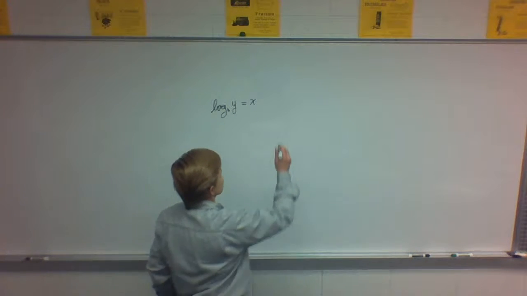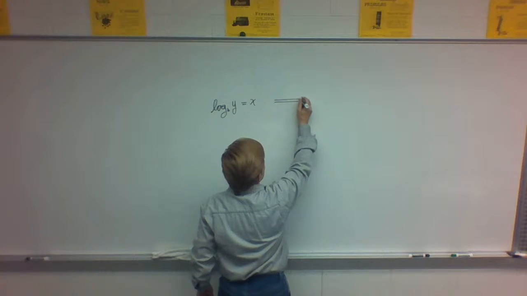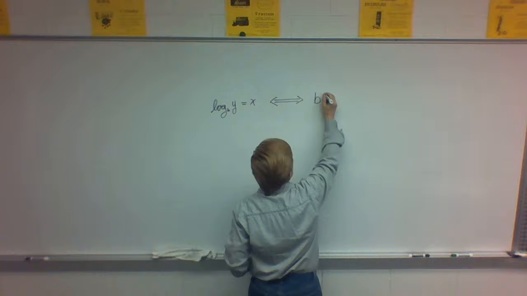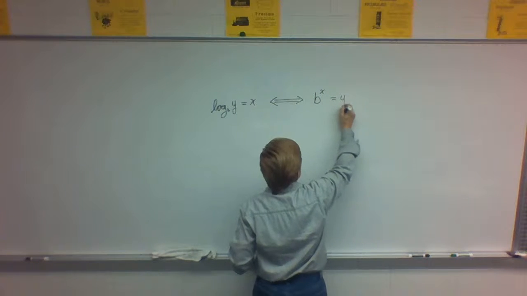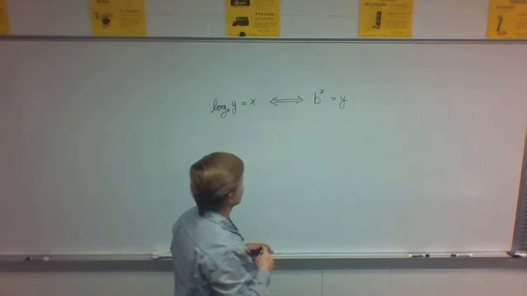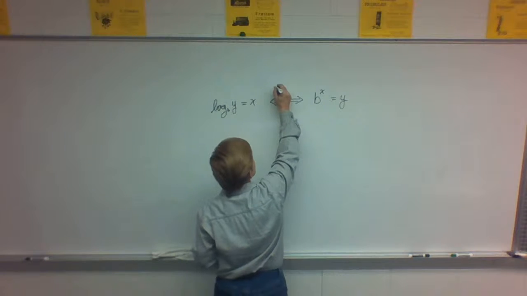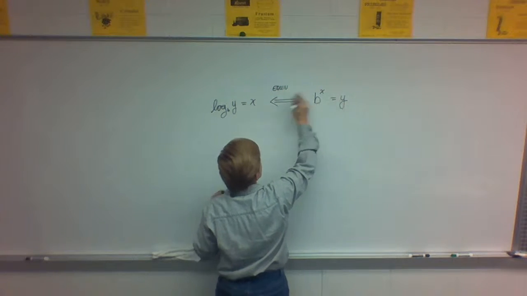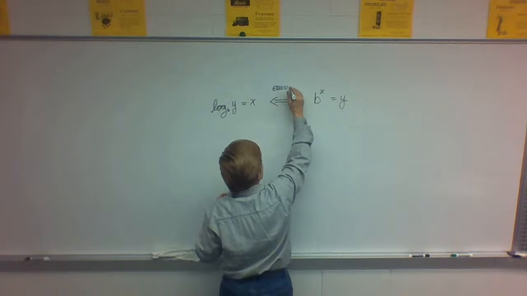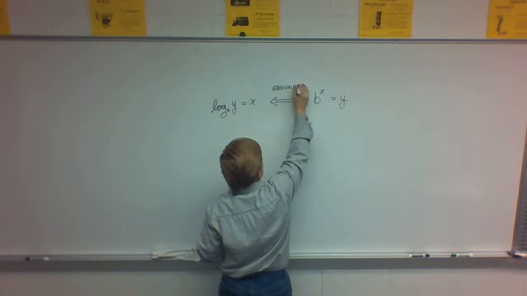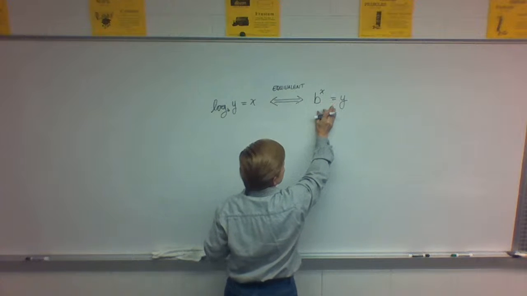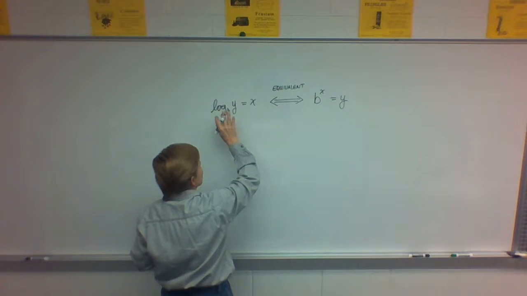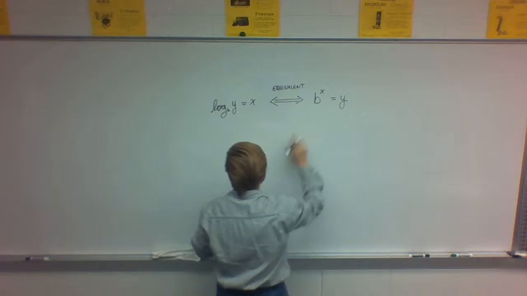And it converts to an exponent this way. B to the X equals Y. Those two are exactly the same. These are equivalent expressions. It means you can write this and you can write this, and it means exactly the same thing. They'll graph exactly the same. You can go from an exponential equation or exponential representation like this and write it as a log, or you can write a log as an exponent. You have to be able to go backwards and forward.